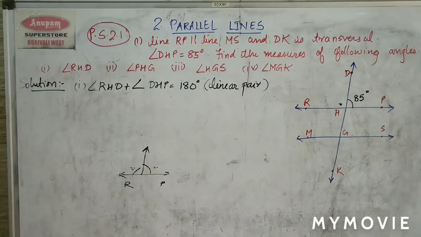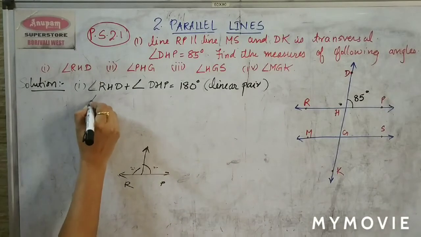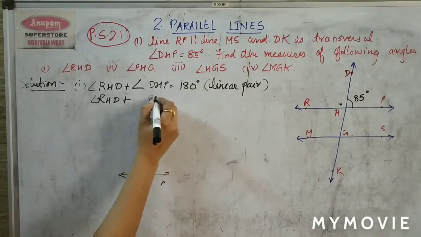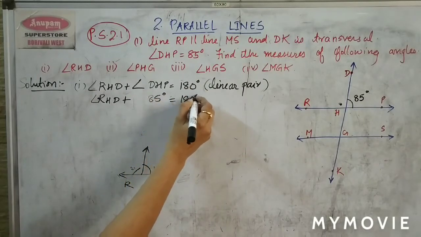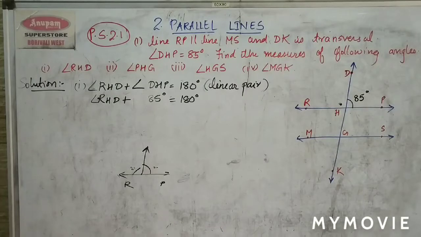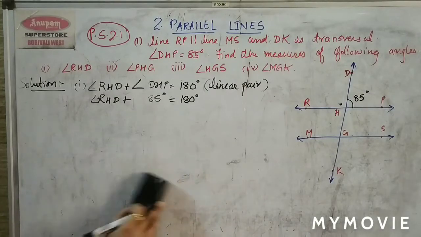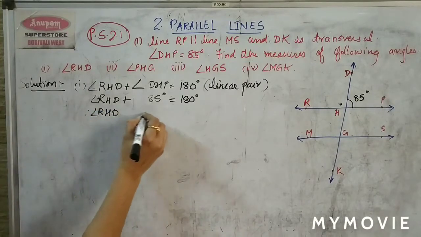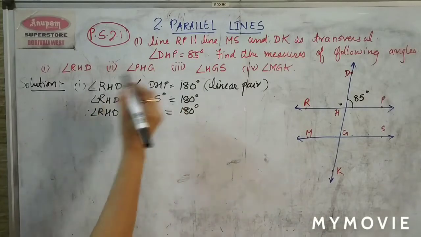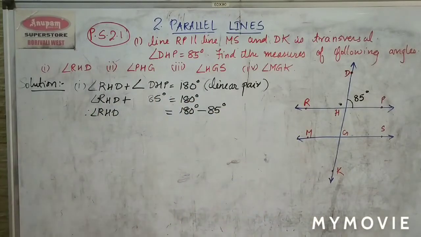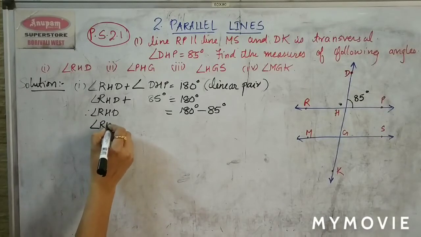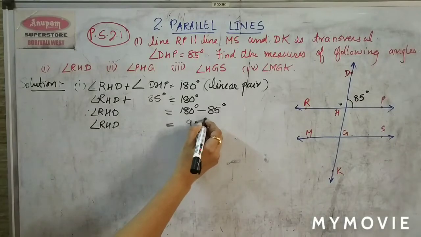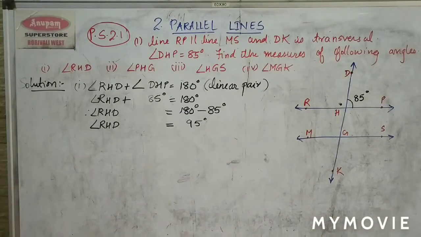But we all know that RHD we are supposed to find out, so we will write it as it is. RHD plus DHP is given to us, which is 85, is equal to 180 degrees. So we just have to shift 85 to the other side and we'll automatically get our answer. Therefore, angle RHD is equal to 180 minus 85. So when you subtract this, RHD is going to be equal to 95 degrees. So this is our first solution.